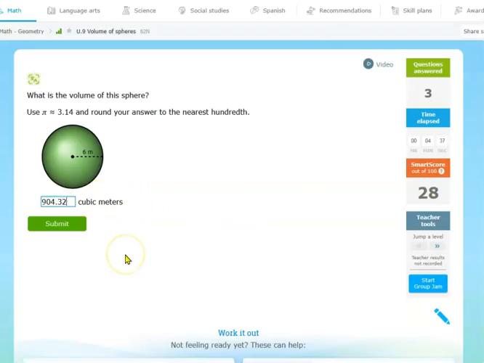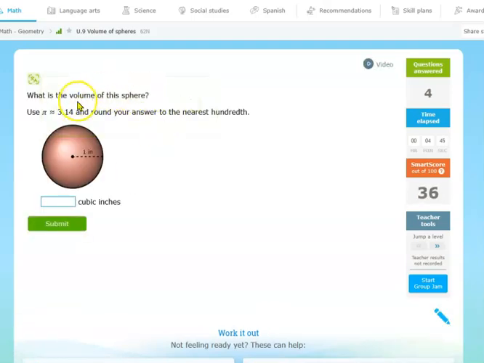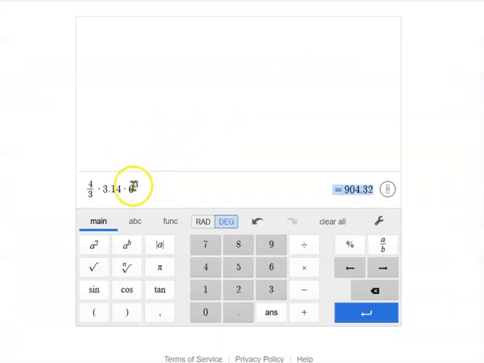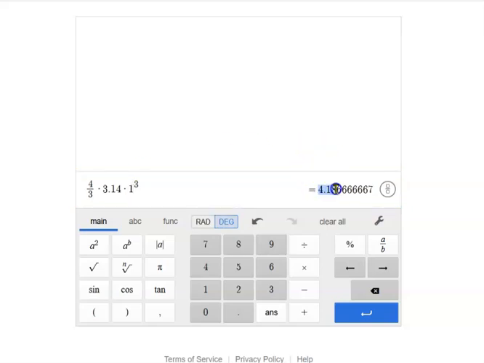Nothing to round. They're asking us to round to the nearest hundredth, and we don't have any more digits after the hundredths place, so there's nothing to do there. Okay, again, they're asking us to find the volume of a sphere. Our radius is 1. Let's change the radius to 1. And so this time our answer is 4.18.